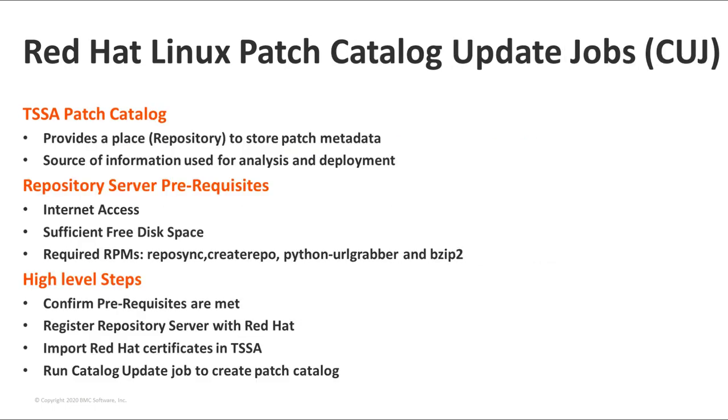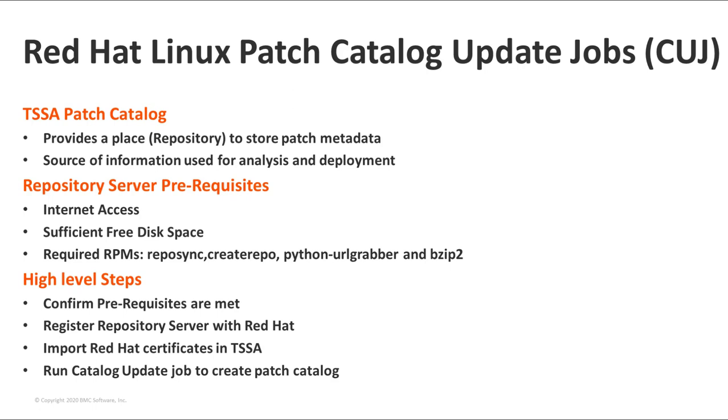Now, before creating a catalog update job, we need to ensure that these prerequisites are met. We will need a repository server with ample disk space and an RSCD agent installed. Patches are downloaded and stored on the repository server. For Red Hat Linux patching, we need the repository server to have access to the internet. The repository server must have reposync, createrepo, python-urlgrabber, and bzip2 installed on the server.